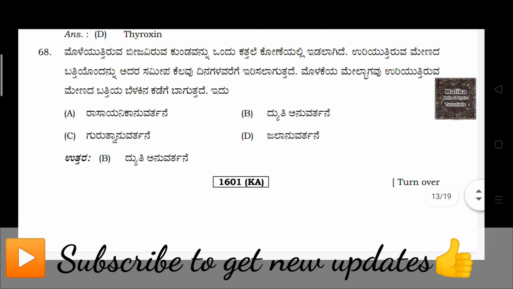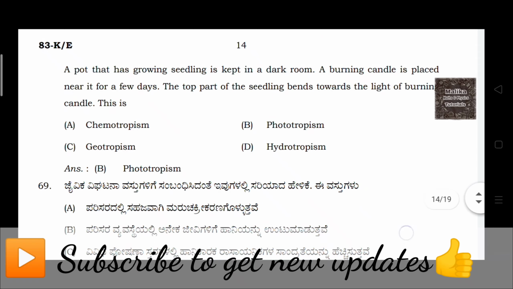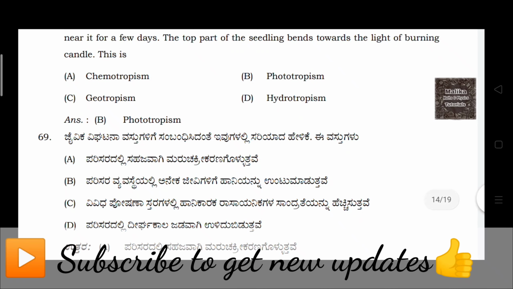Question number 68. A pot that has a growing seedling is kept in a dark room. A burning candle is placed near it for a few days. The top part of the seedling bends towards the light of the burning candle. This is phototropism.